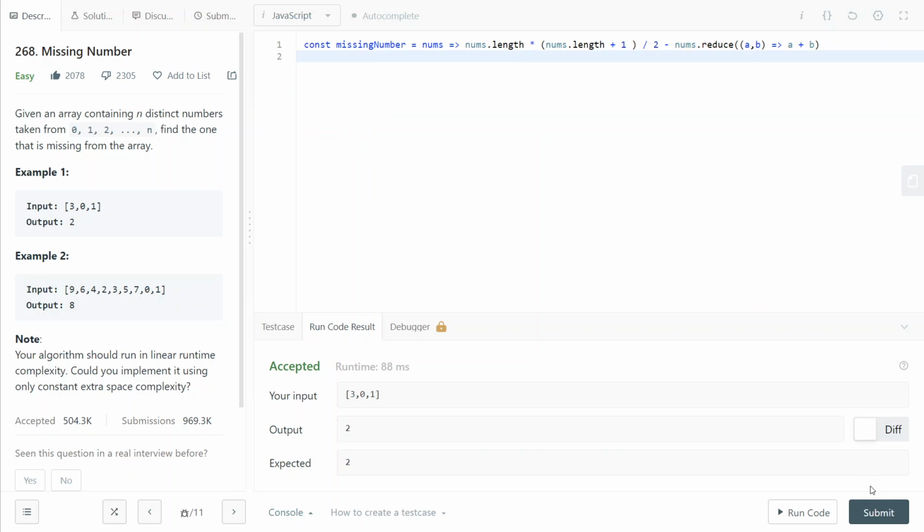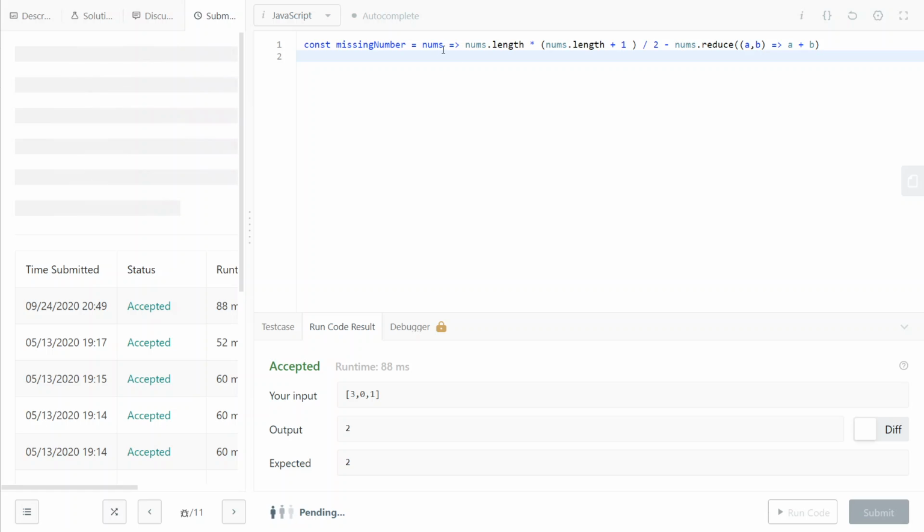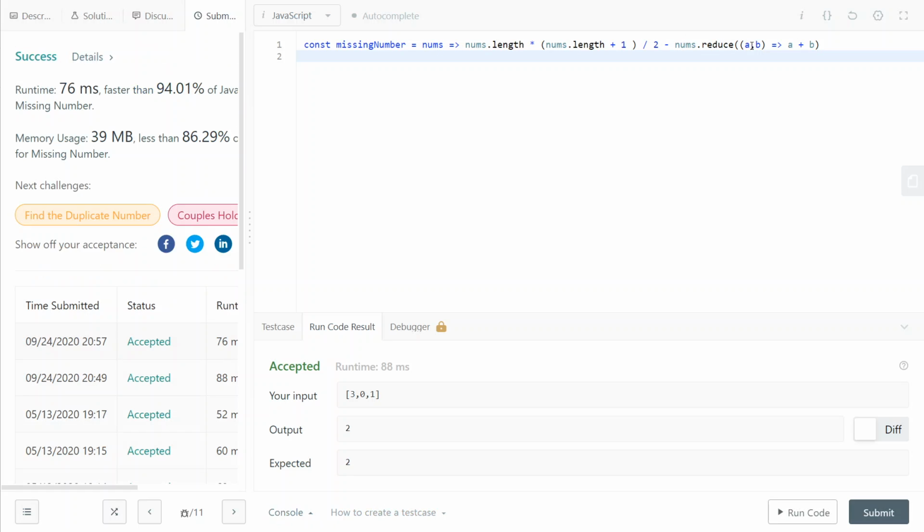So I'm just going to submit the solution to show you that it works. And this is an O of n time complexity solution and O of 1 space complexity, because we're not storing any array or any data structure.